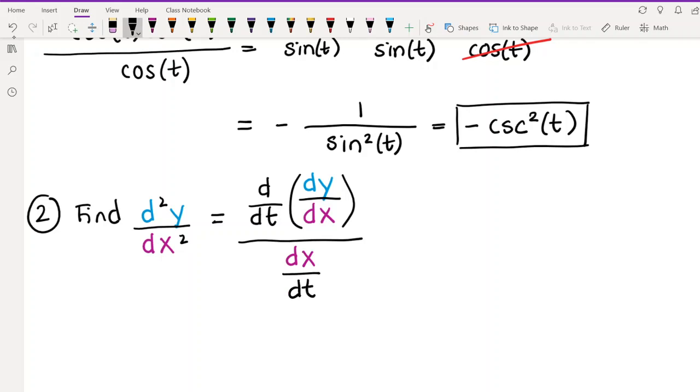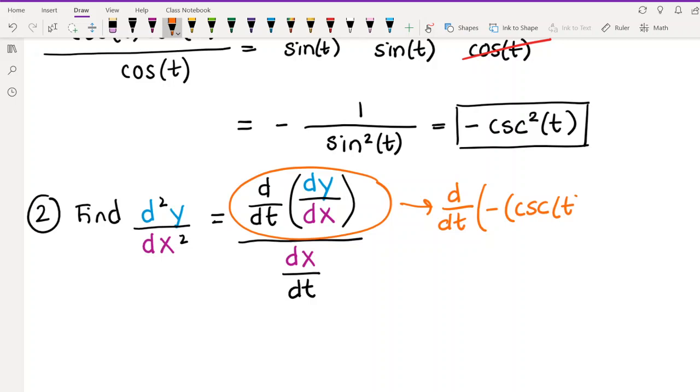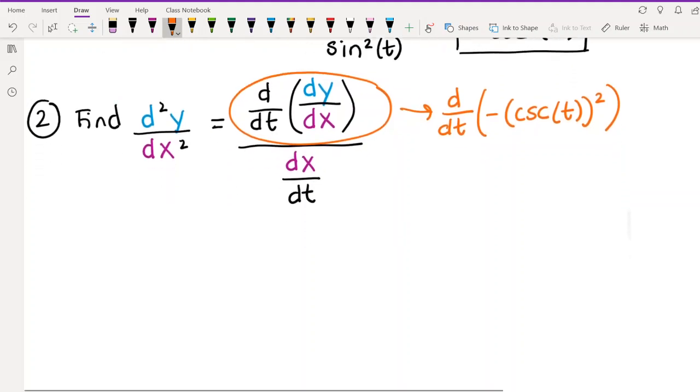Okay, so we want to take the derivative of negative cosecant squared. So this is going to be a slightly annoying derivative, but basically we're going to have to use the chain rule, right? So what's another way of writing negative cosecant squared of t? Well, we can rewrite this as negative cosecant of t, squared. And the reason I'm rewriting it that way is because I think that helps with applying the chain rule.